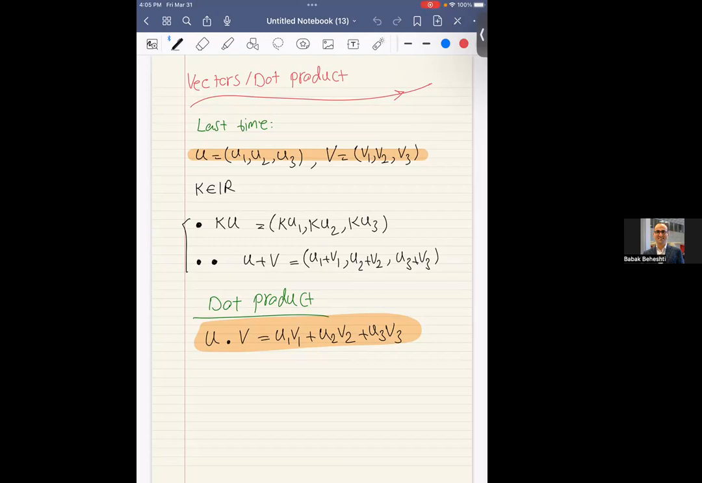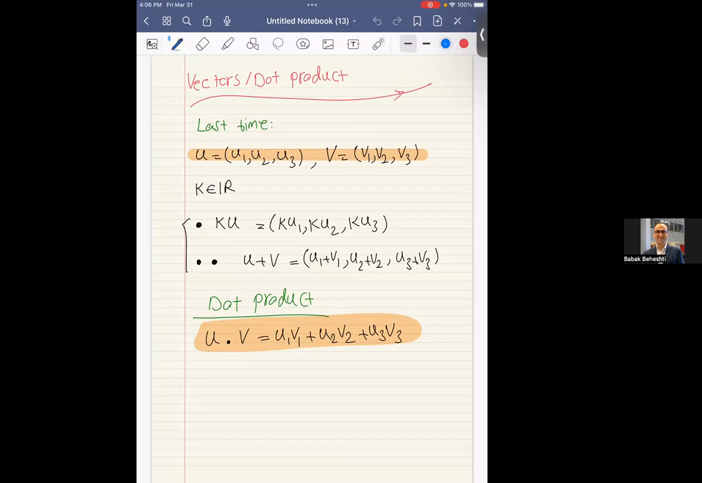And then we defined the dot product, sometimes also called the inner product of two vectors, as follows. If u is u1, u2, u3, and v is v1, v2, v3, the dot product is a number which is given by this formula: u dot v is equal to u1 times v1 plus u2 times v2 plus u3 times v3.